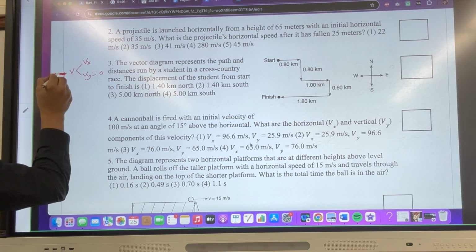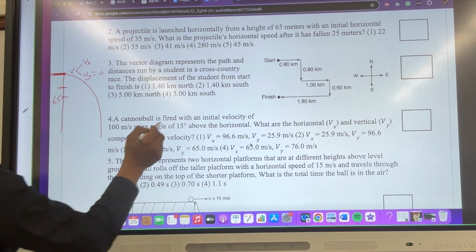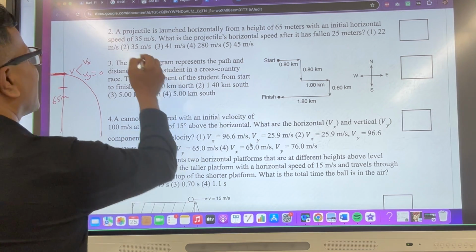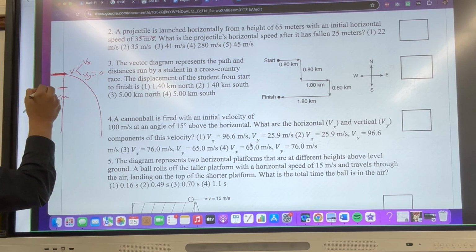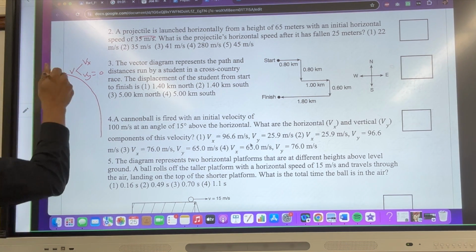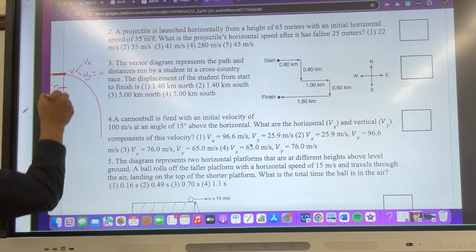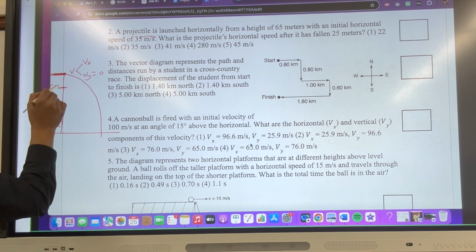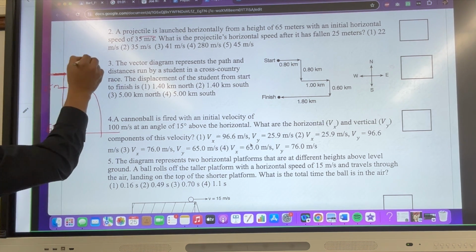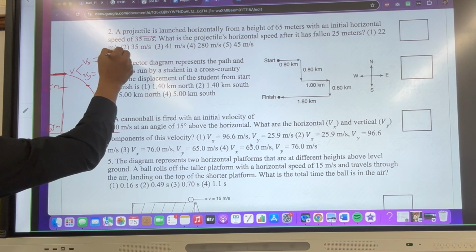Now, it falls like this. Let's say it falls 25 meters. From here to here is 65 meters. If it falls only 25 meters, and it falls with a horizontal velocity of, I don't know, 35 meters per second, right?